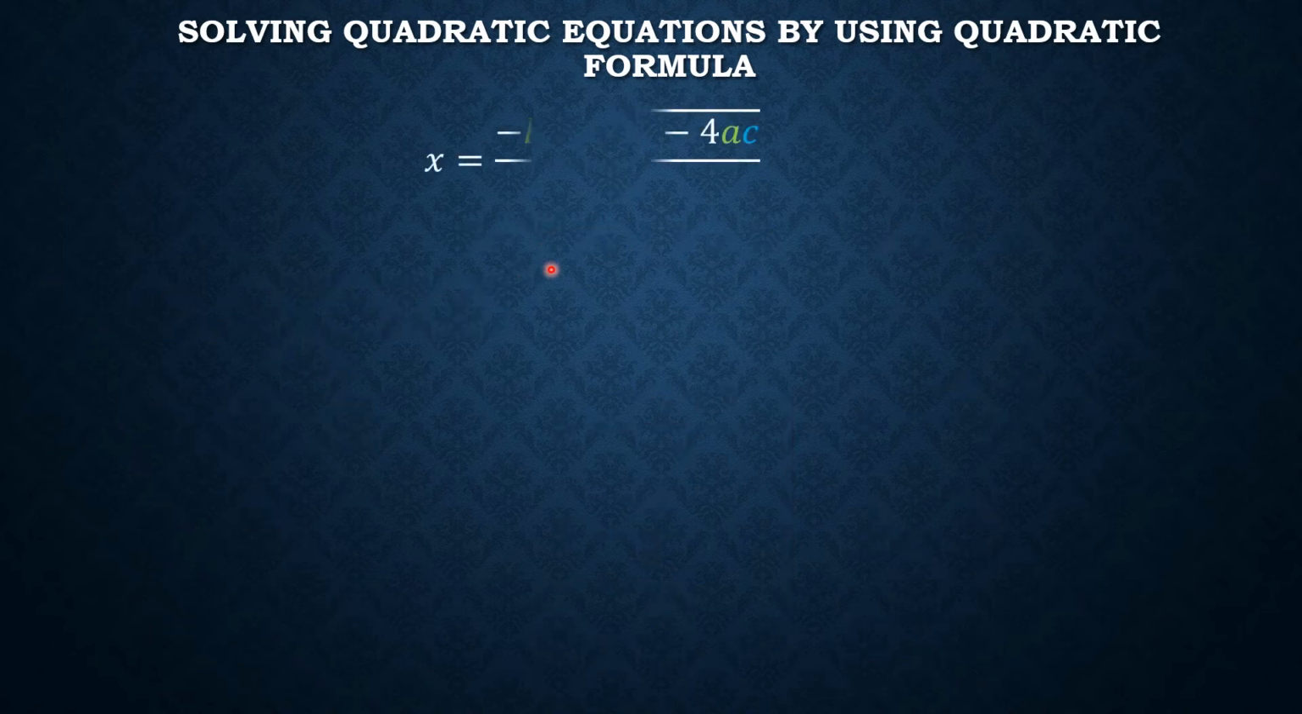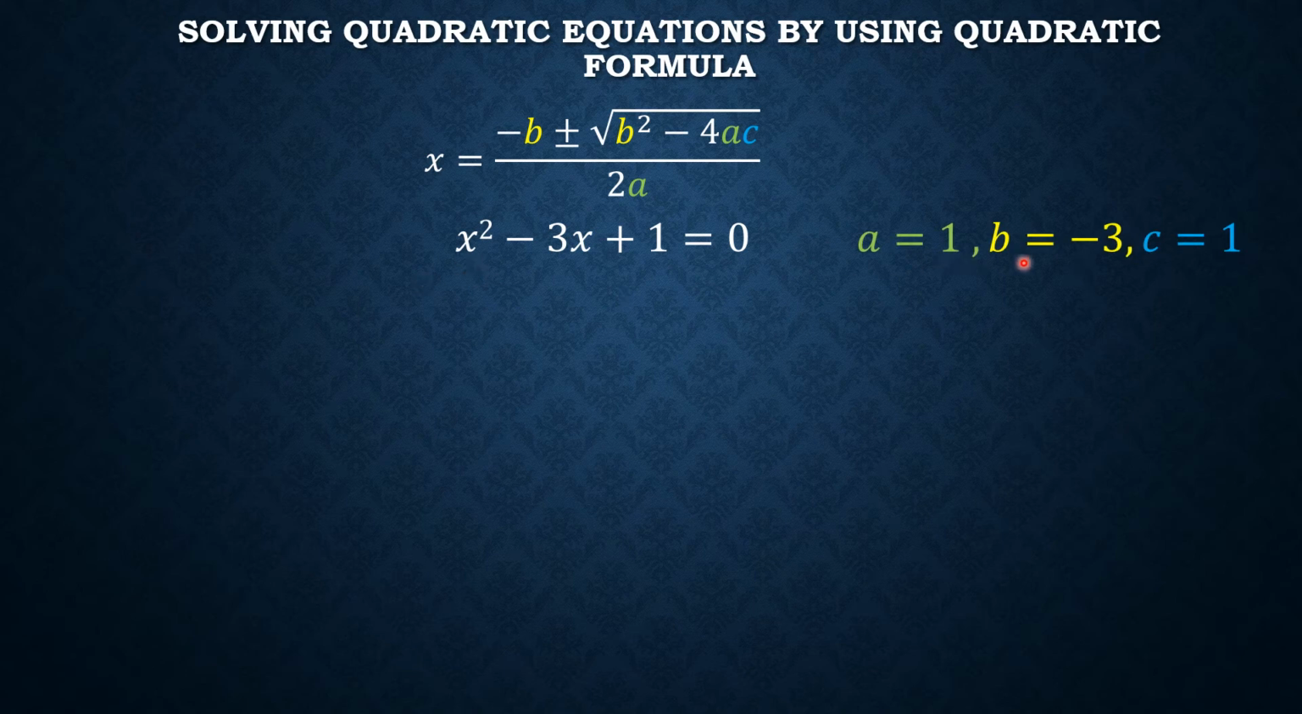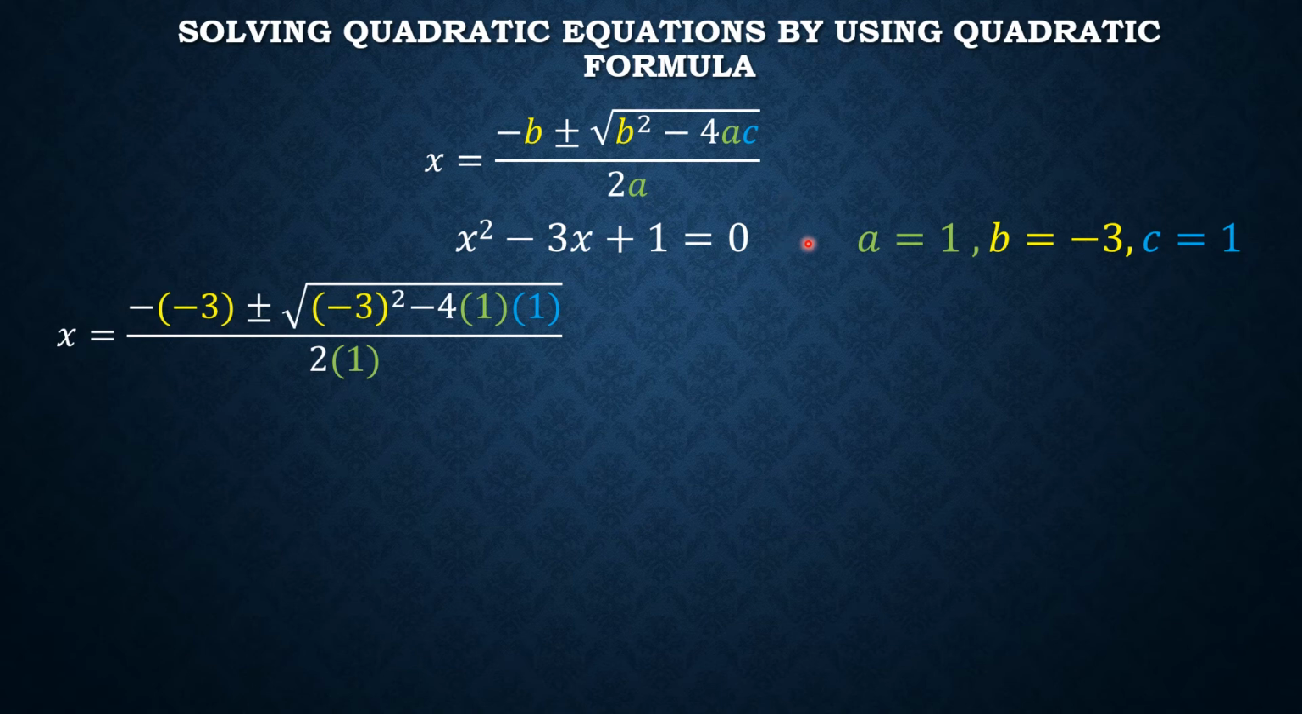Another example, let's say we have x squared minus 3x plus 1 equals 0. So the values of a, b, and c: we have a is 1, b is negative 3, c is 1. By substituting these values to our quadratic formula, we now have x equals negative.